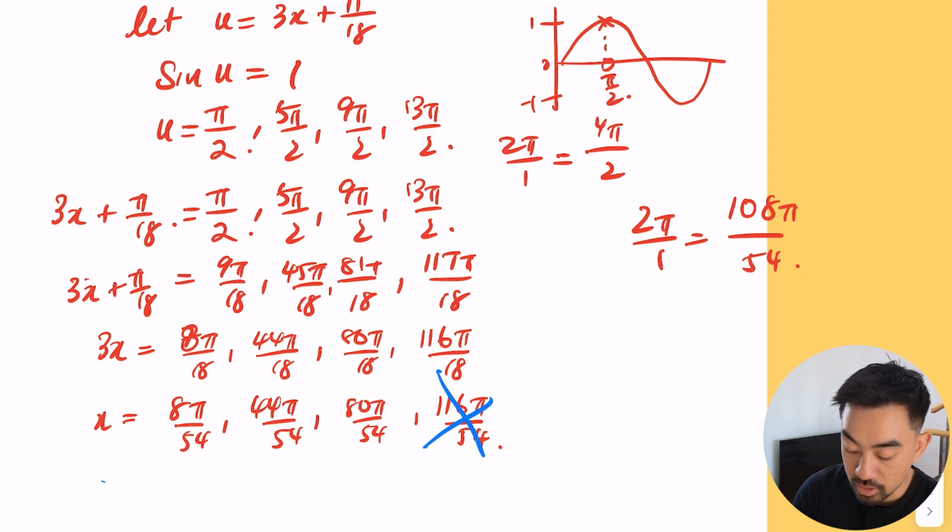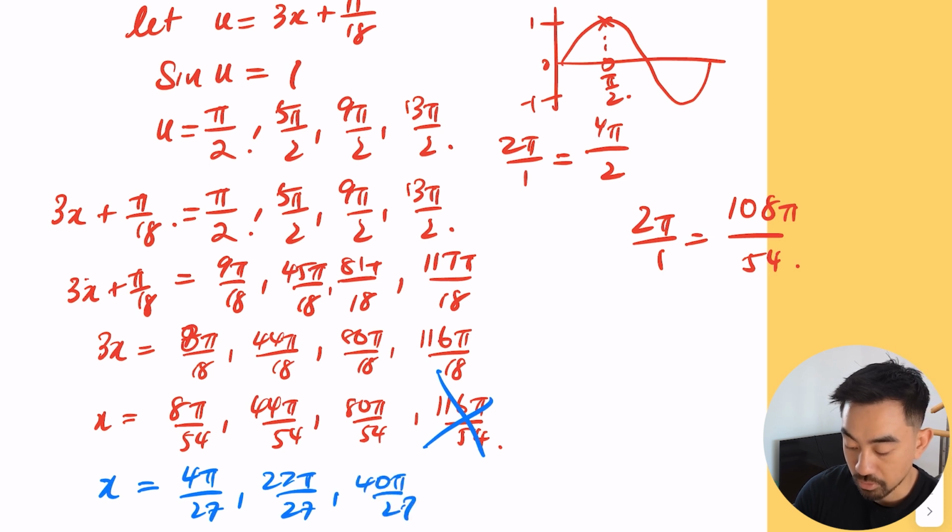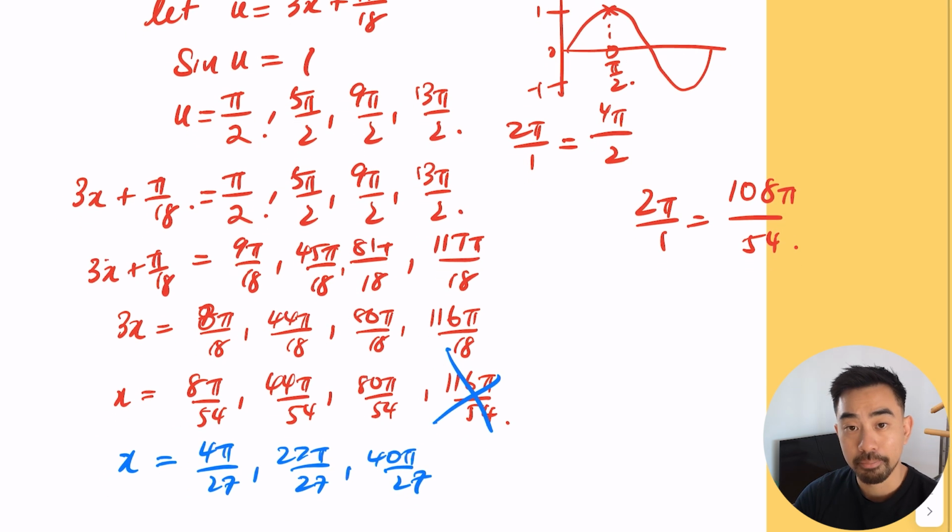Okay, and then finally, simplify where you can. So I believe that's 4 pi on 27, 22 pi on 27, and 40 pi on 27. And you are done.